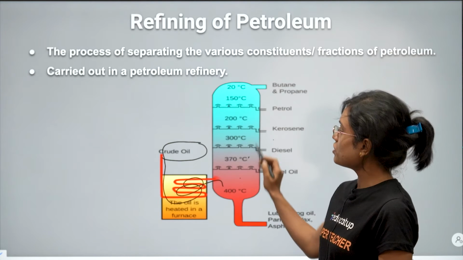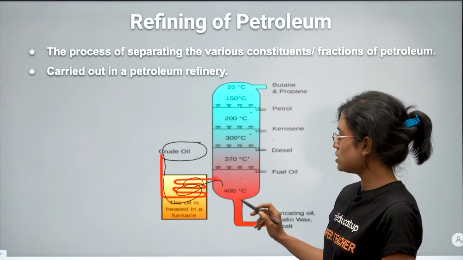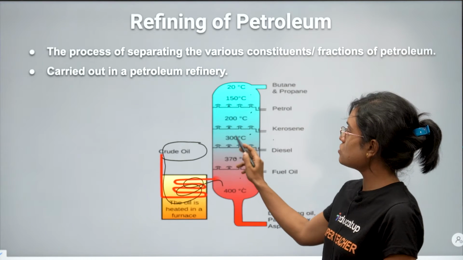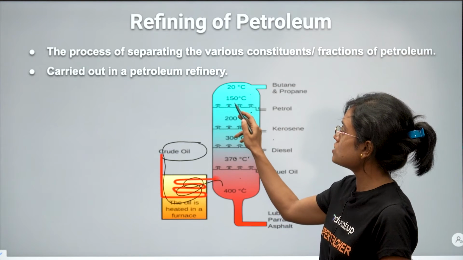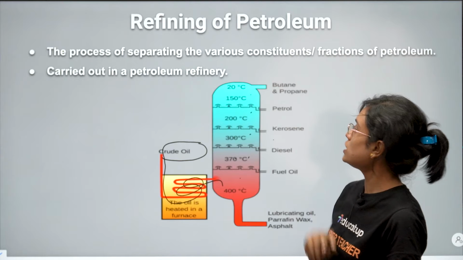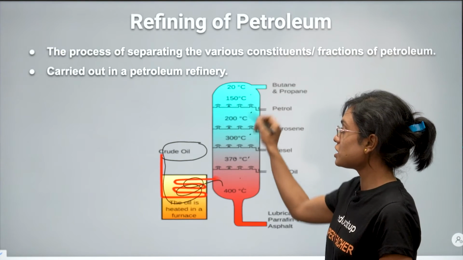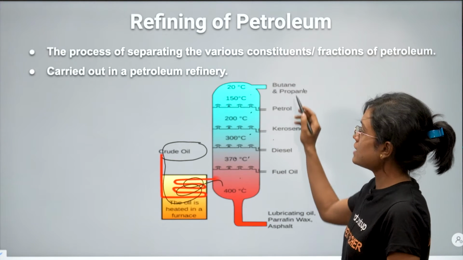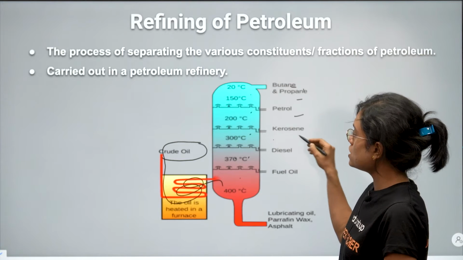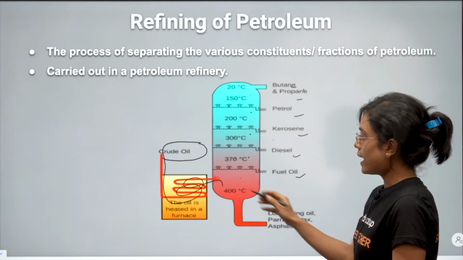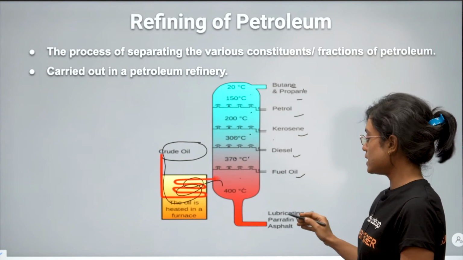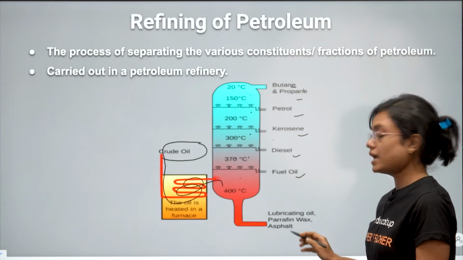Now there are different temperatures maintained: 400 degrees Celsius, 370, 300 degrees Celsius, 200 degrees Celsius, 150 degrees Celsius and 20 degrees Celsius. At every different temperature we are getting different products like butane and propane, petrol, kerosene, diesel, fuel oil, and at the highest temperature what we are getting: lubricating oil, paraffin wax and asphalt.